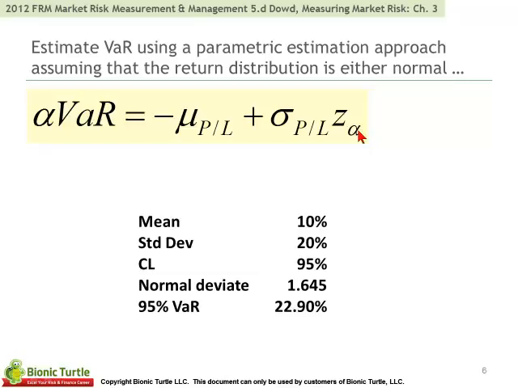I'm going to say confidence or significance level there just because there's sometimes ambiguity. I read that as significance level, so I read that as 5% significance, although I think Dowd may use that as the confidence level, but I don't think that's critical as long as we know what we refer to. And then you can see that if we multiply that, we're going to get a 95% VAR of 22.9% in percentage terms.